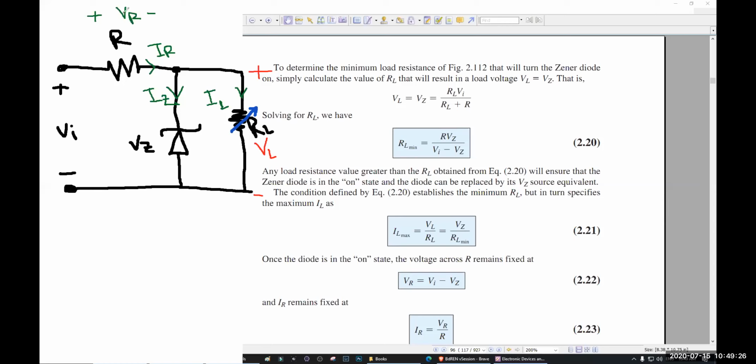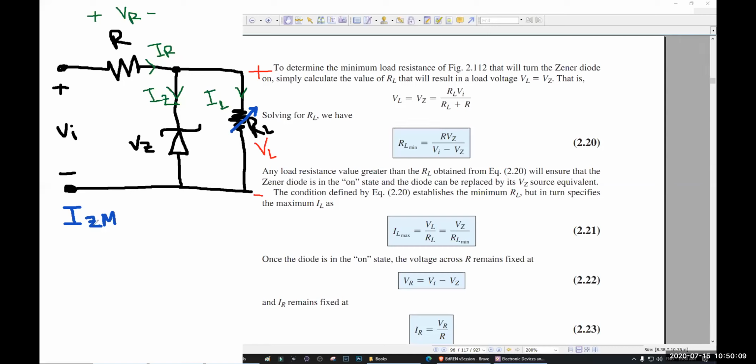Now all we know, this is VR, this is VL, this is VZ. When the Zener diode is on, that means VZ and VL are actually the same, right? This current is called IR. This current is called IZ. This current is called IL. When the Zener diode is just on, your IZ will be 0, and IZ has a maximum value as well. That maximum value is called IZM. That is the maximum current that it can sustain. If you exceed that current, the Zener diode will be destroyed. That's why you have to keep that current in mind so that the Zener diode current never goes beyond it. That is the maximum Zener diode current.